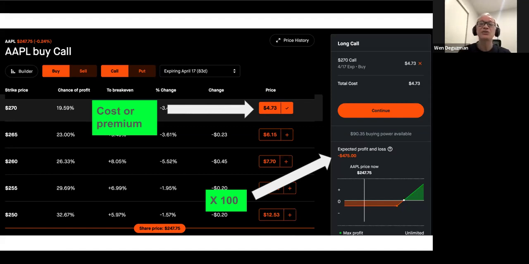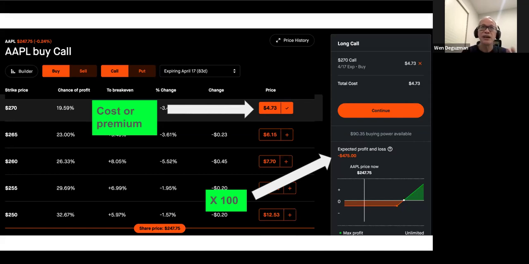247.75 times 100 is 24,775, right? So, you can choose to buy 100 shares of Apple for $24,475, or you control 100 shares of Apple. You have the right to buy it for $270, and you shell out $475.